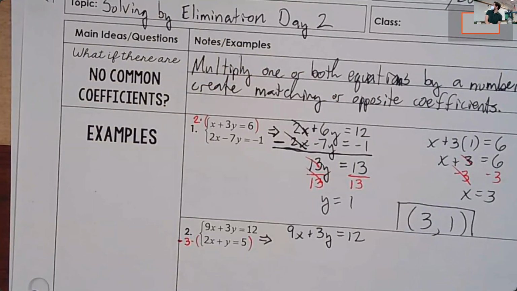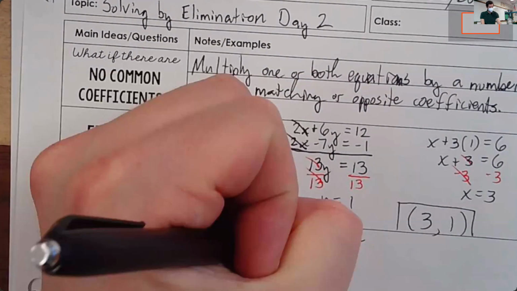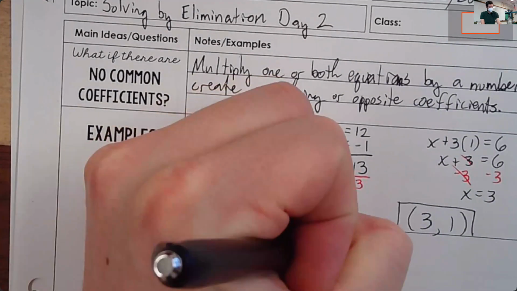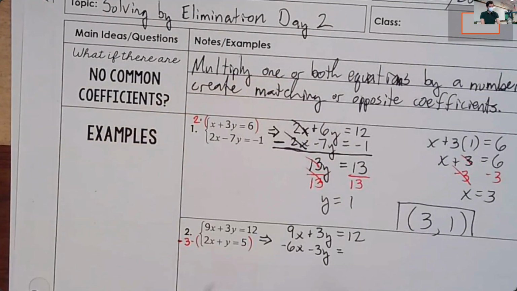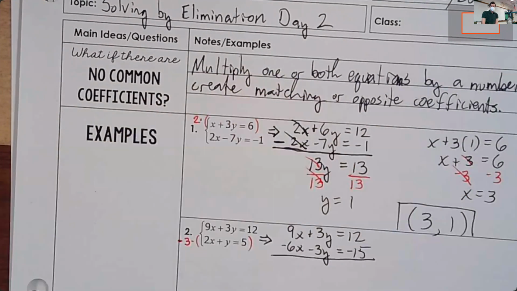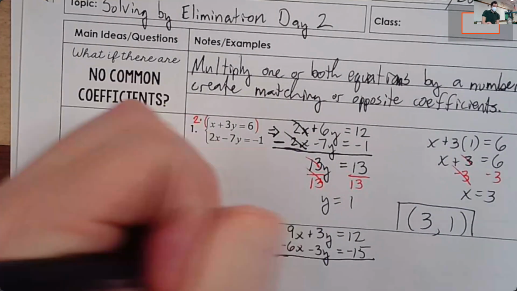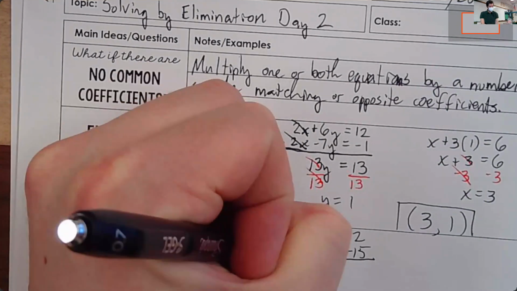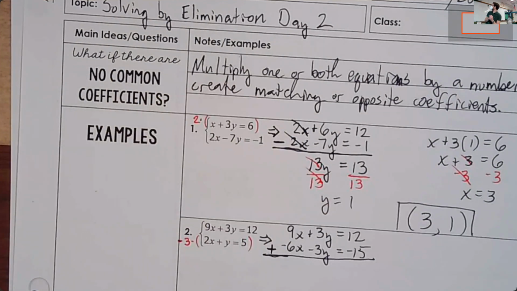But on the bottom equation, if everything gets multiplied by -3, that's -3 times 2x, which is -6x. -3 times y is -3y equals -3 times 5 is -15. So everything's nice and lined up. And we have opposite values in front of the y's. And so on this one, we're actually going to add together. So if you have opposite values with the variable you're going to eliminate, you will add.